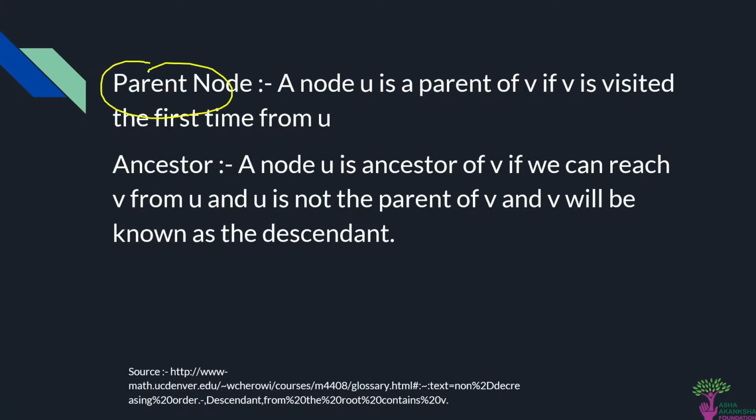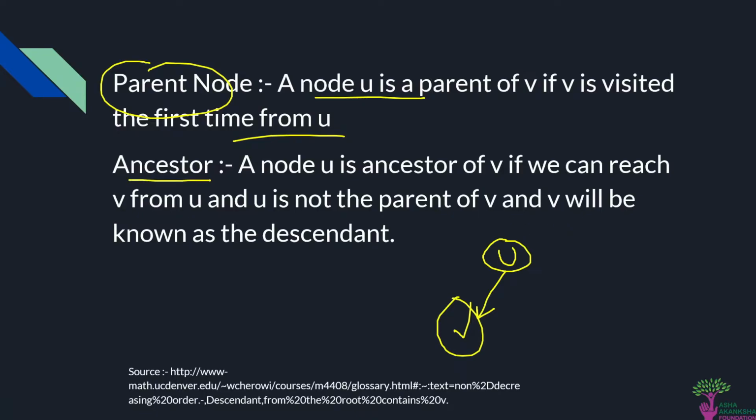First, we'll go through what is a parent node. A node U is a parent of V if V is visited the first time from U, which means if we have a vertex U, it is directly connected to V using an edge. So if I call DFS U, it will surely visit the vertex V the first time. Then U will be known as its parent.